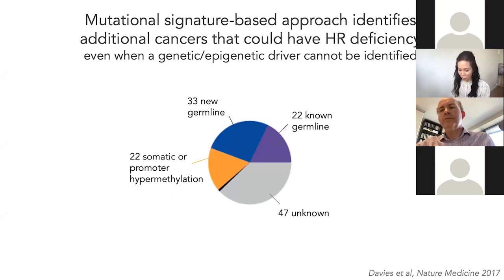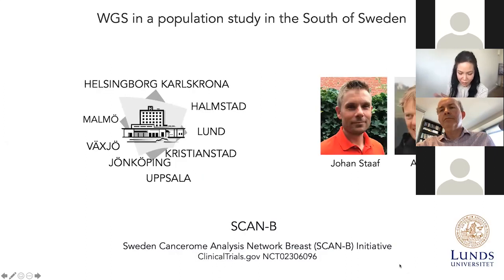So at this point, we have an algorithm just like MMR-Detect, right? We've got something that predicts biology. Does it predict outcome? So we collaborated with the team in Lund in Sweden. This is a whole genome sequencing study in the population of the whole of the south of Sweden. These are names of district hospitals, just like what you've done in Genomics England. Every woman with breast cancer was recruited to the SCAN-B study, and they've got thousands of tumors. We can't afford to sequence thousands of tumors, but we did sequence triple negative breast cancers because this is an area of unmet clinical need.